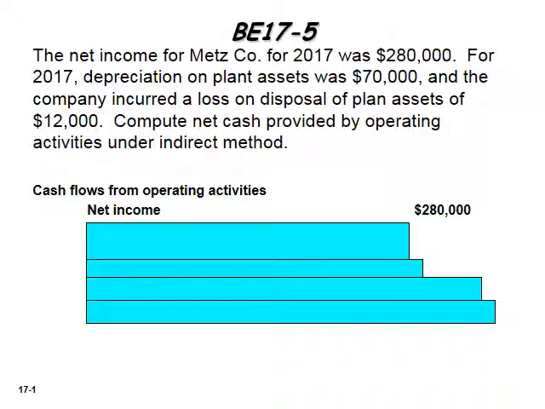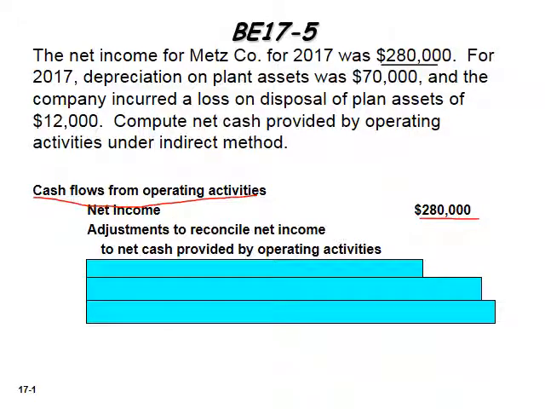The first exercise we have for the operating activity section, we're going to start with the net income of $280,000. So we start by listing that. So you have cash flow from operating activity. We list net income. The first step is to list that, because we're going to be making adjustments to the net income to get to operating activities.